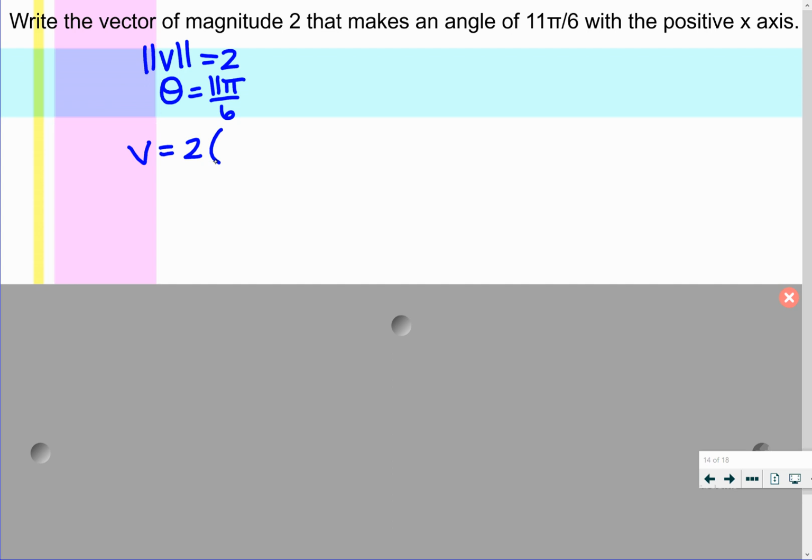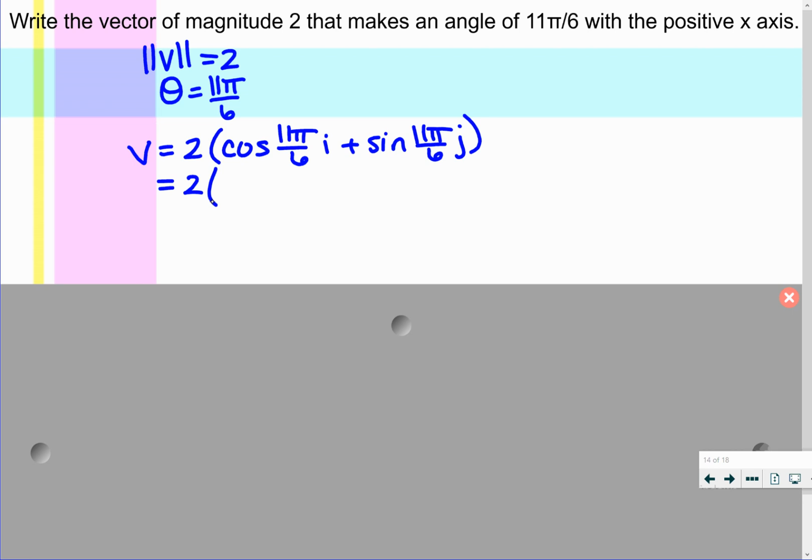On the unit circle, okay? So not something you should have to memorize. We know cosine comes before sine. Cosine is horizontal, sine is vertical. So cosine 11 pi over 6 goes with i, that's horizontal. And then sine 11 pi over 6 goes with j, that's vertical. And then we can simplify this.